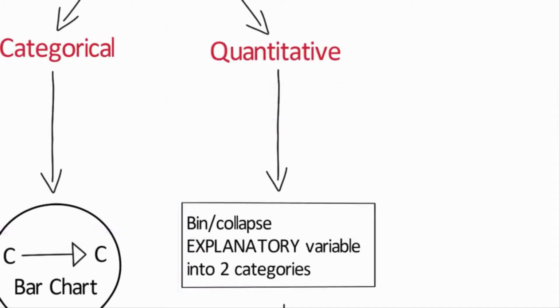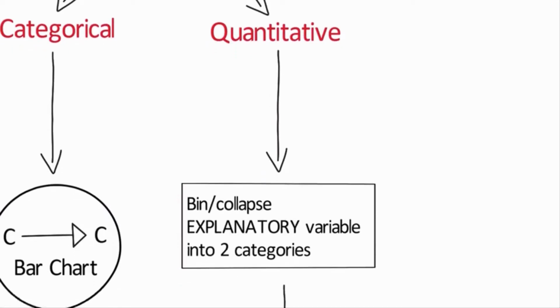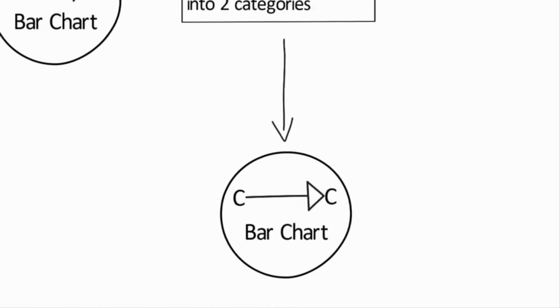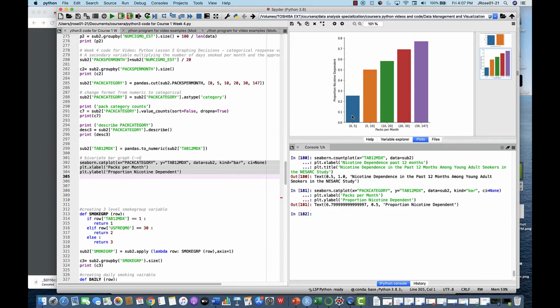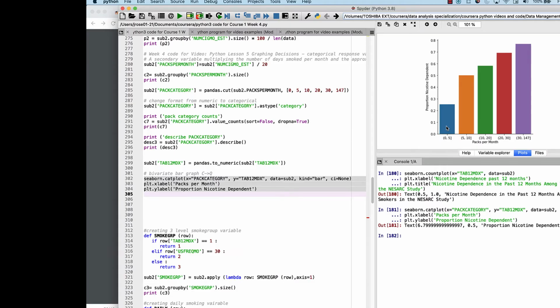Back to our graphing decisions flowchart. Now that we've collapsed our explanatory quantitative variable, smoking, into categories, we're ready to make our C2C or category to category bar chart. When graphing the relationship between a categorical explanatory variable and a categorical response variable, we use the following code.